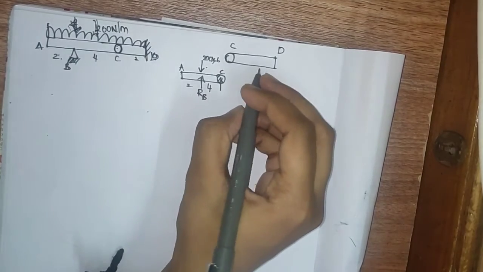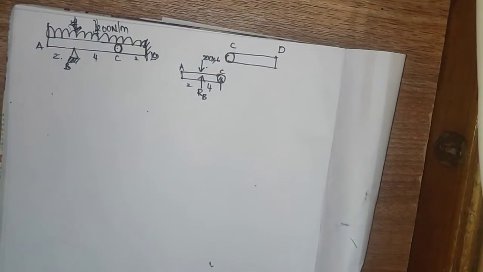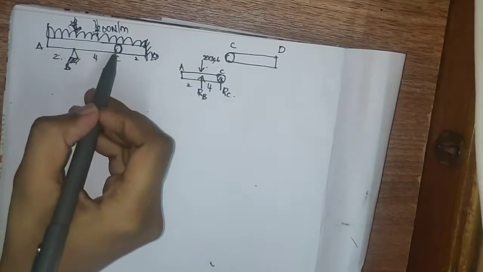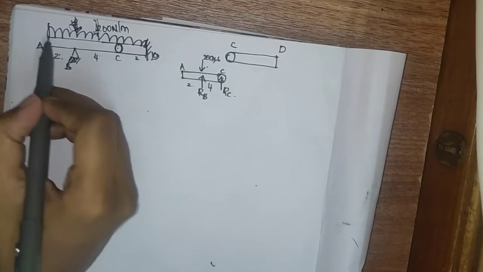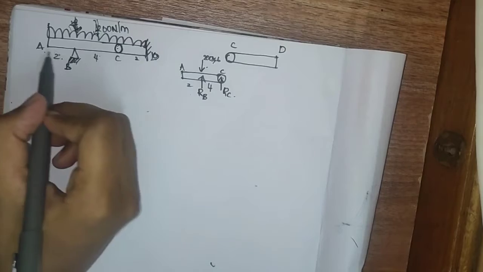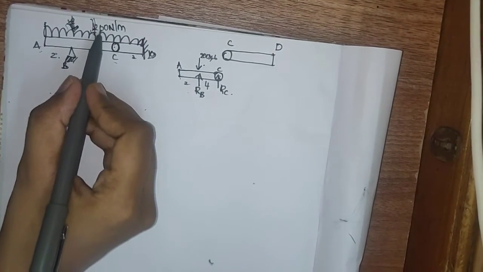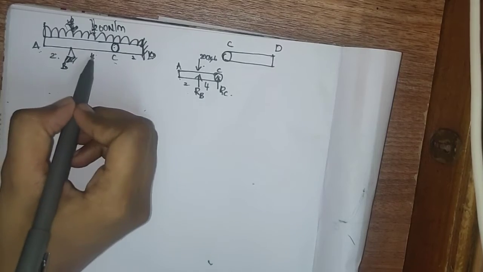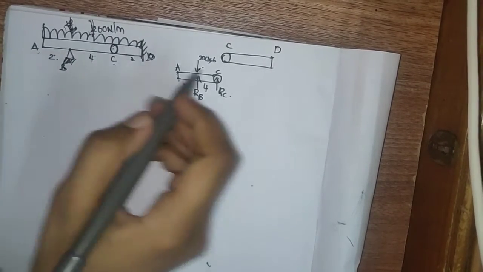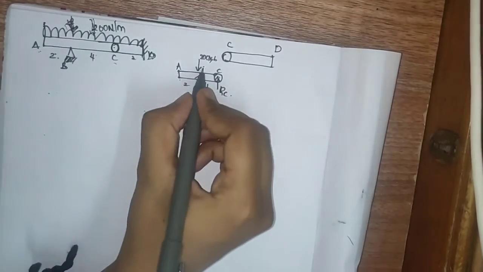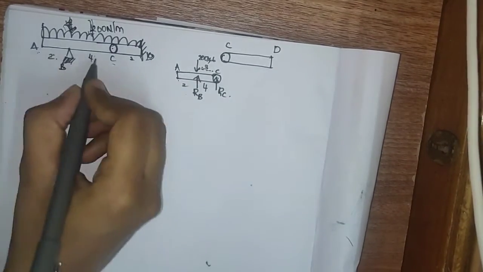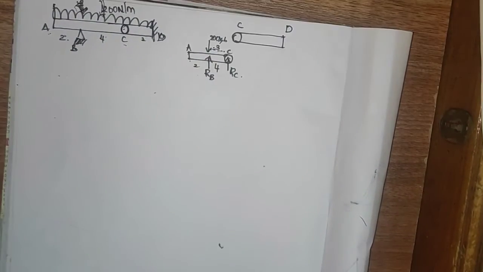Okay, let's find it. Next, from this point C, the entire load is 4 plus 2, which is 6. So we have taken this ABC. While converting this UDL to a point load, it is 200 into 6, but it is acting at the centroid. So the centroid will be at 3, that is 6 divided by 2, which is 3. Okay, let's find these reactions.